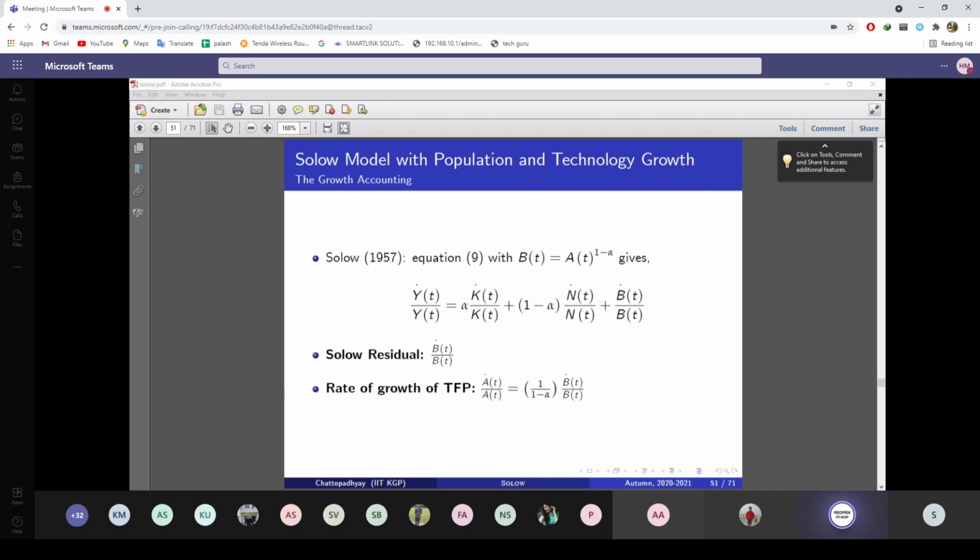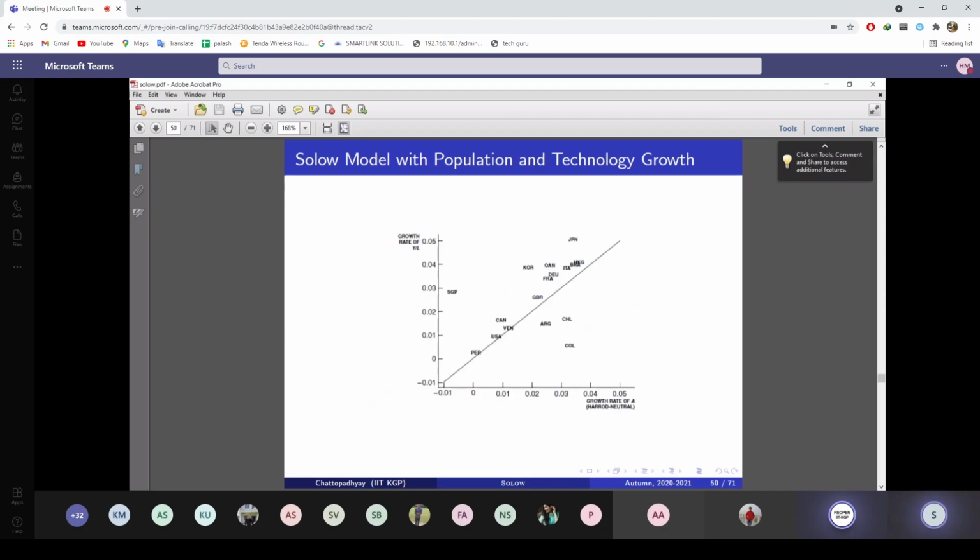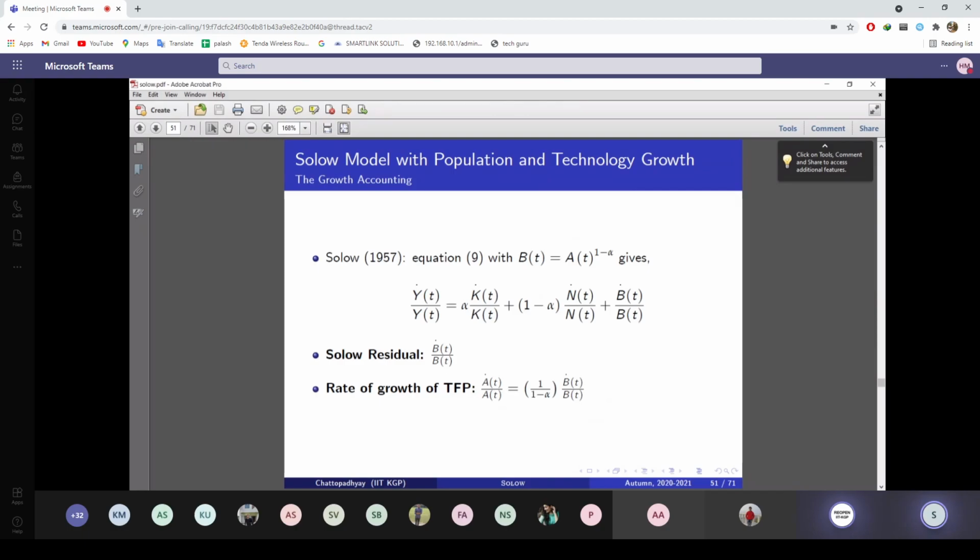We have actually proved that this A dot t by A t, in the long run, is Y dot t by Y t. That is the prediction of the Solow model. The Solow model says that in the long run, per capita output is growing at the rate of technology. So this is how you calculate technological progress from the data. Okay, sir, got it.